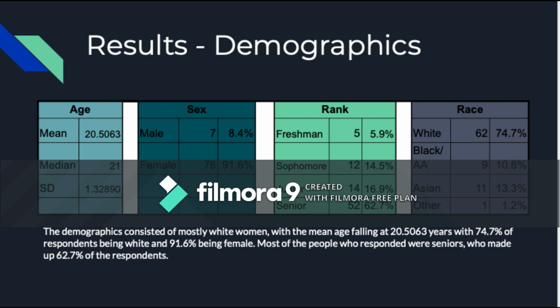62.7% were seniors, with an overall mean age of approximately 20 years. The median was 21 years. Because these numbers are rather close, we can assume that there is not significant skew in the distribution of ages. The standard deviation was approximately 1.3. Only 5.9% of respondents were freshmen, with sophomores making up 14.5% of the data and juniors 16.9%. In terms of race, the rest of the respondents were 10.8% Black or African American, 13.3% Asian, and 1.2% non-specified other.